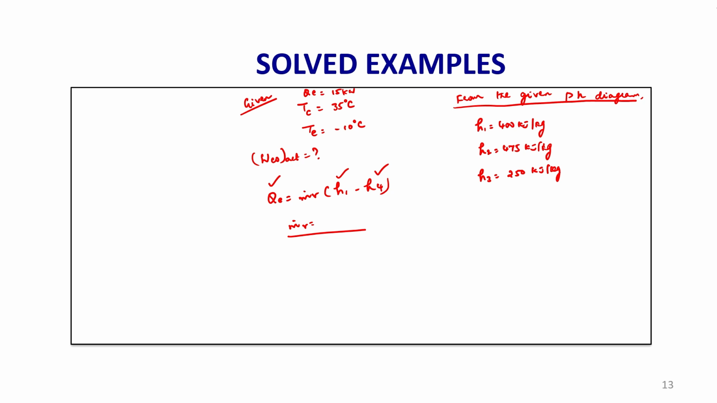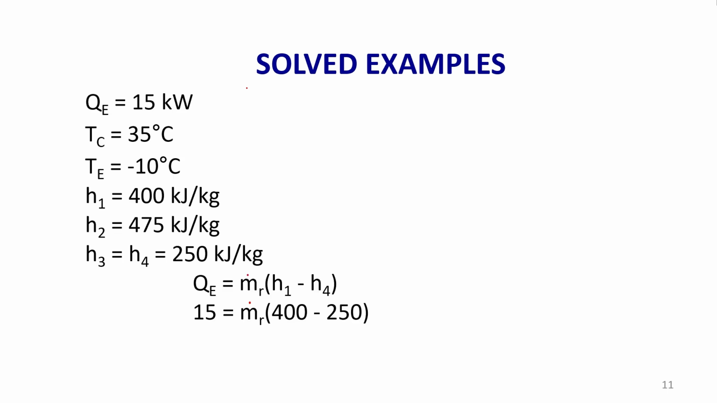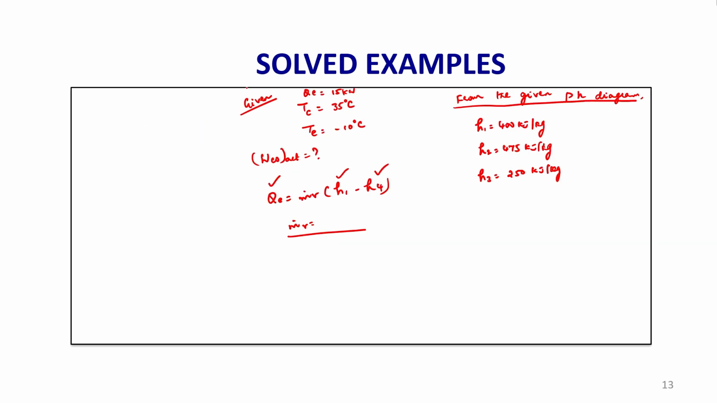This is in kilowatts, this is in kilojoule per kg. Kilowatts can be written as kilojoules per second. Right side we have the quantity in kilojoule per kg. So kilojoule and kilojoule cancel, and we get the answer in kilograms per second. So m dot r is 0.1 kg per second. This is the mass flow rate of the refrigerant. We should know this, then only we can find the power required to drive the compressor, that is m dot r into delta H.